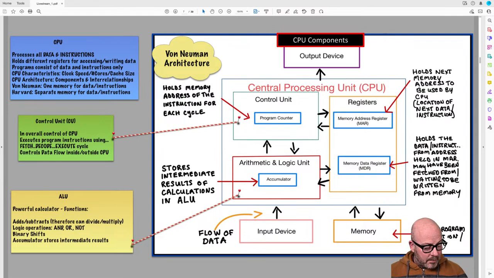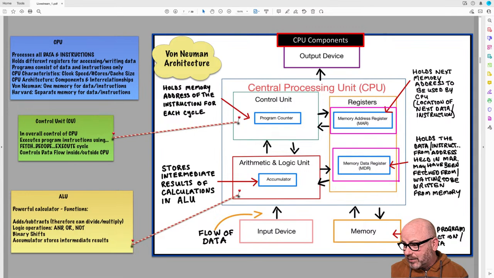Then we've got the memory address register, the MAR. The giveaway here is that it's got the word address, okay? And then down here, we've got the memory data register, and the giveaway is that one holds data and one holds memory address, which is pretty straightforward, isn't it?